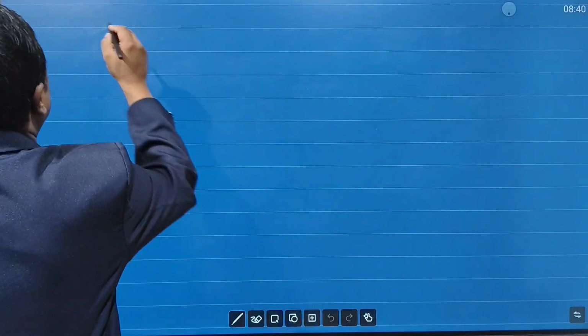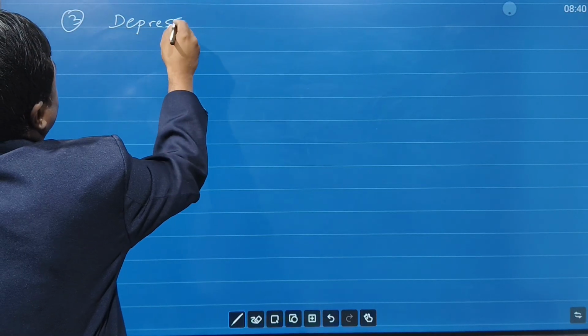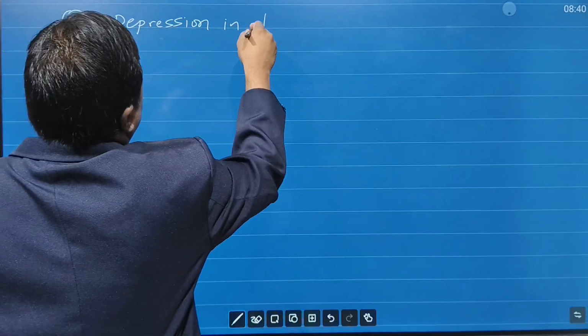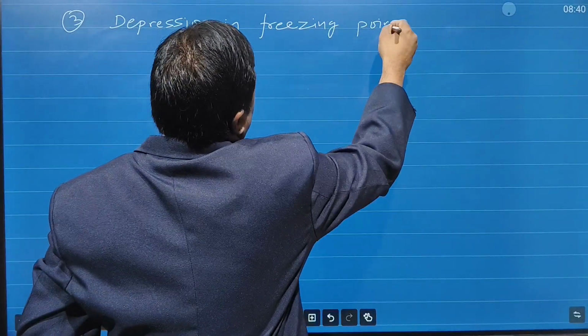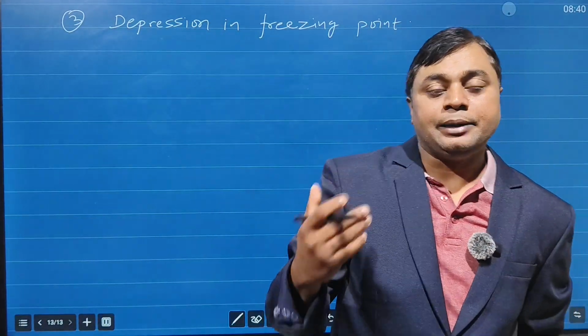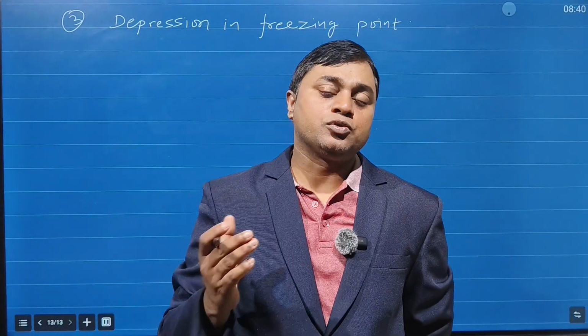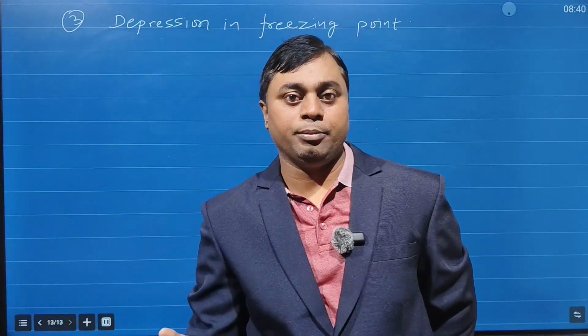Next, the third colligative property is depression in freezing point. What do you mean by freezing point? It is the temperature at which the vapor pressure of the solid is equal to the liquid, or the liquid vapor pressure is equal to the solid vapor pressure.